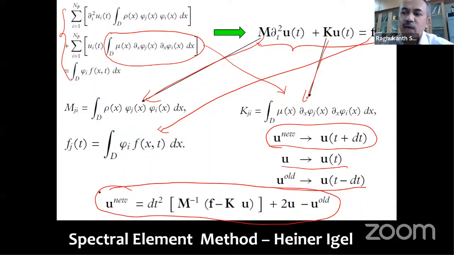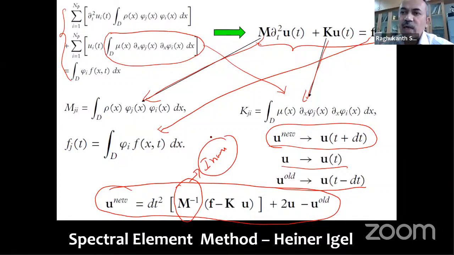You can iterate and you can get your time history. Now the most important thing in this approach is the calculation of the inverse of a matrix. The other things are all straightforward, but if you want to do it on a computer, the inverse of a matrix is very challenging.